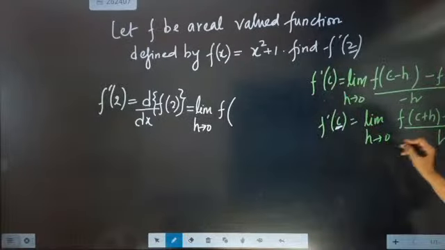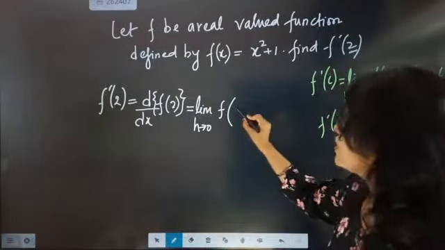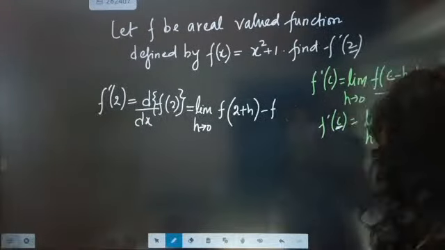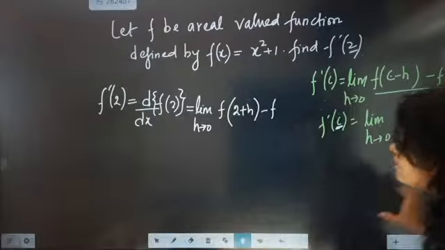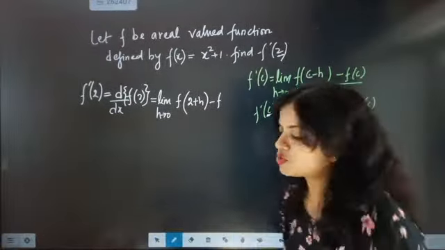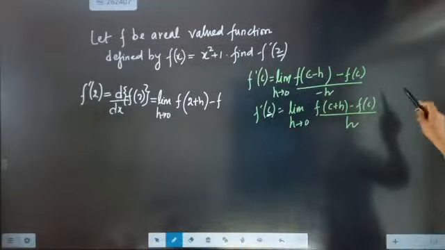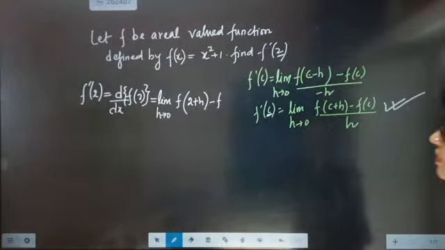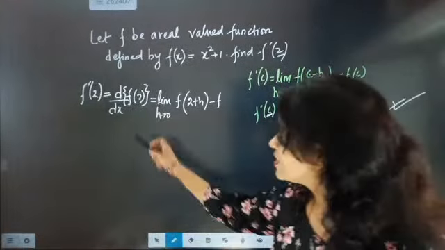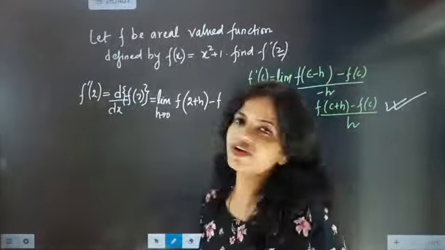f'(c) will be equal to f(c + h), so here it will become 2 + h minus... Instead of this, you see the formula and just substitute. You see the formula below. Gautam told me to use this formula, so I am going to use this formula. This is exactly the right hand derivative part.